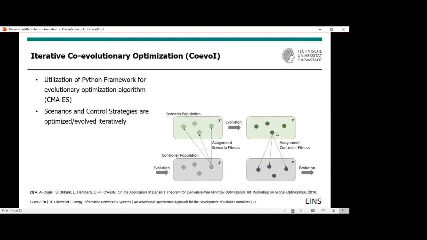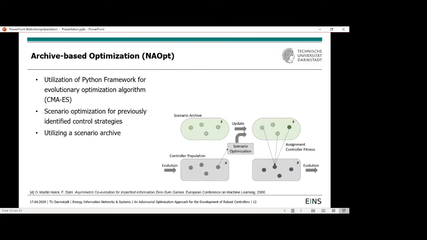Over the course of the optimization run, we expect to gain worst case scenarios on the one hand and robust control strategies on the other hand. However, this approach can show a cyclic behavior where the control strategies are optimized for different scenarios and start jumping between local optima in the objective space without really advancing towards a global optimal area. Therefore, in this work, an archive-based optimization method is proposed.